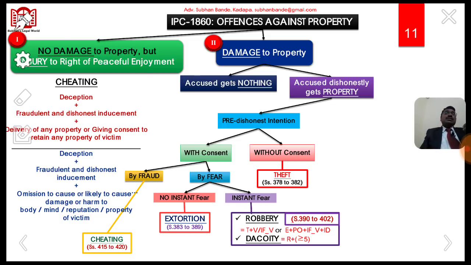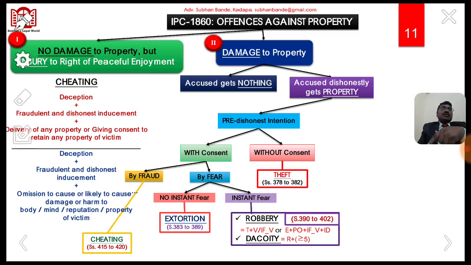With the deceitful means, with fraudulent and dishonest inducement, the accused induces the victim in order to deliver the victim's property to the accused or any other person proposed by the accused, or deceiving the victim by the accused through fraudulent and dishonest inducement in order to give the consent to retain the property of the victim by the accused himself or by any person suggested by the accused, is said to be cheating.